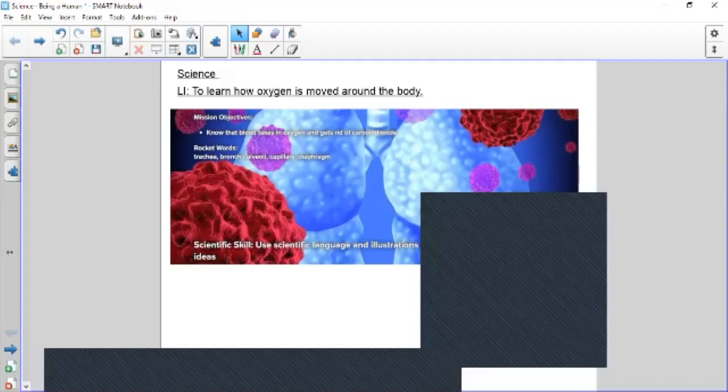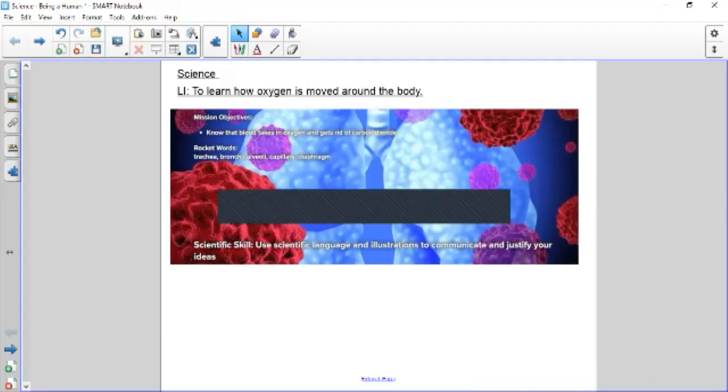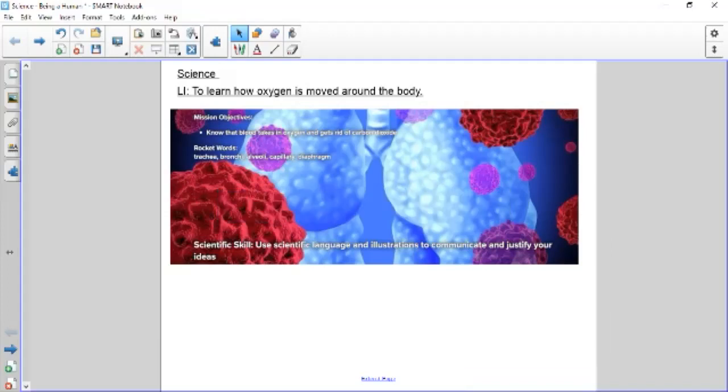Hello everyone. In today's science lesson, we are going to revisit the learning from this week's Wednesday lesson to help you with the independent work and to enable you to complete the quiz at the end of this lesson.